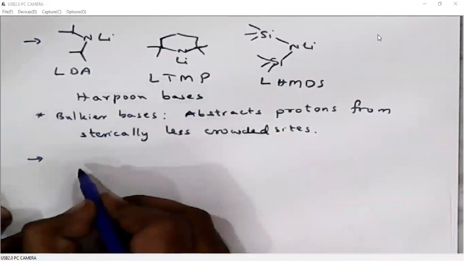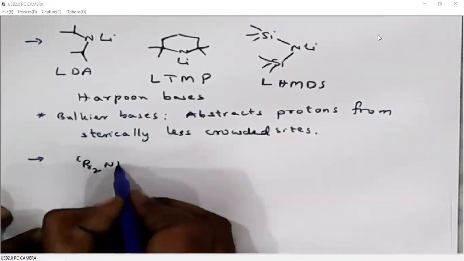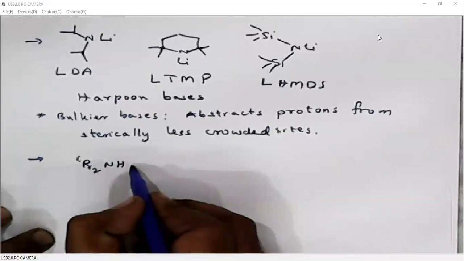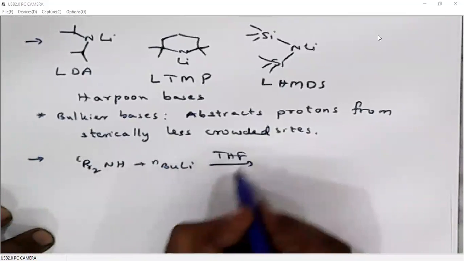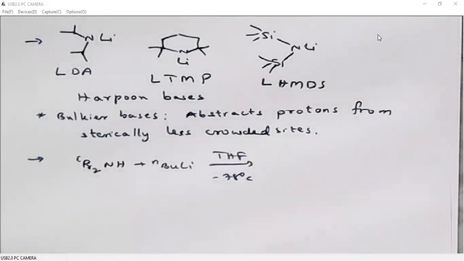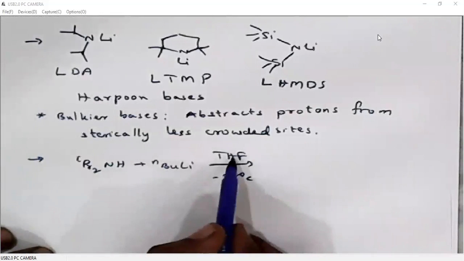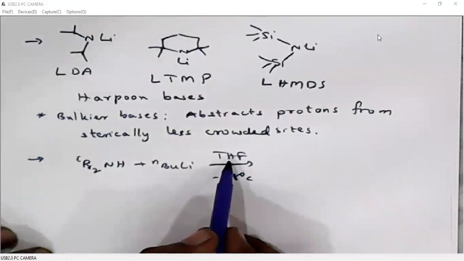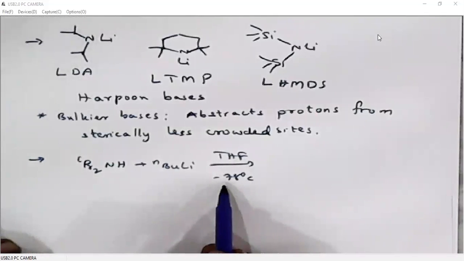How do we prepare these bases? I'll just give one example. When we mix diisopropylamine and n-butyl lithium, generally all these alkyl lithium reagents will be used at minus 78 degrees centigrade, because at higher temperatures there is also a possibility for the abstraction of a proton by the alkyl lithium reagent from the solvent, either THF or ether. So generally alkyl lithium reagents are handled at minus 78 degrees centigrade.